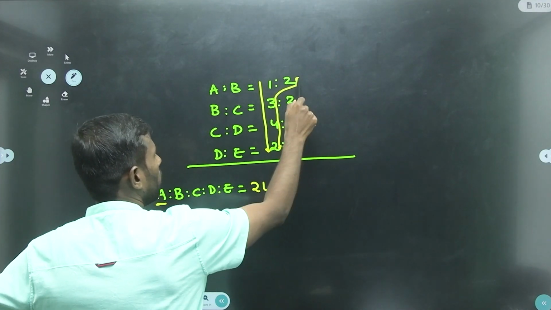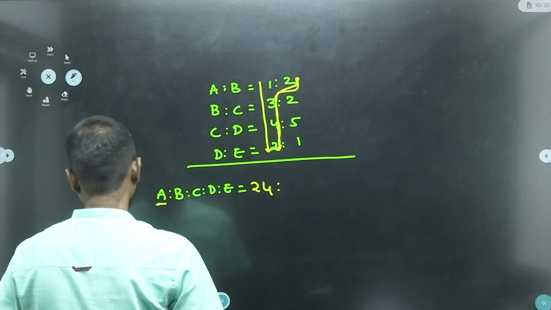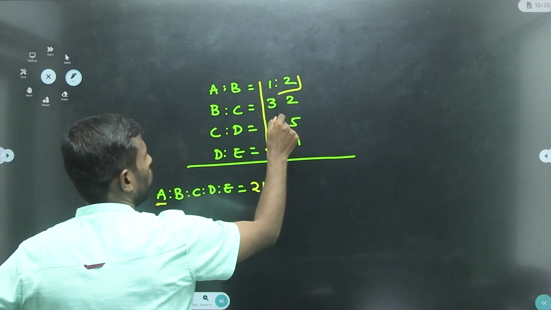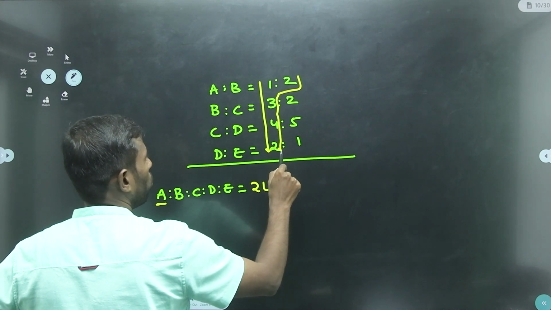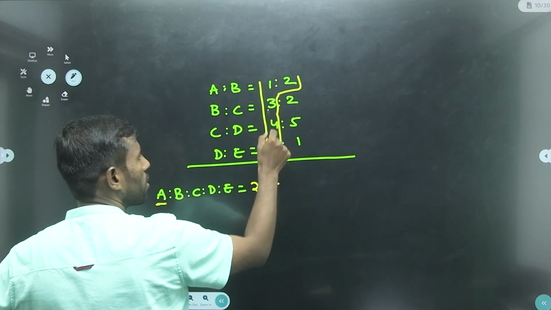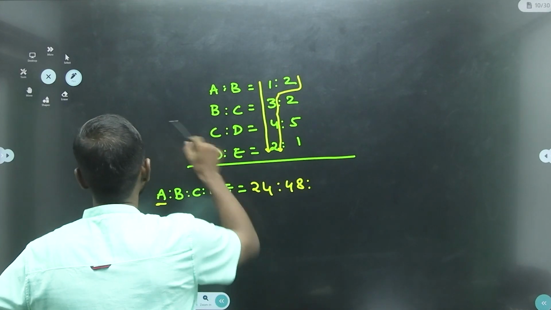Start from here, wherever B is common, take that one. Sorry, 2 into 3 into 4 into 2. 2 threes are 6, 6 fours are 24, 24 twos are 48.